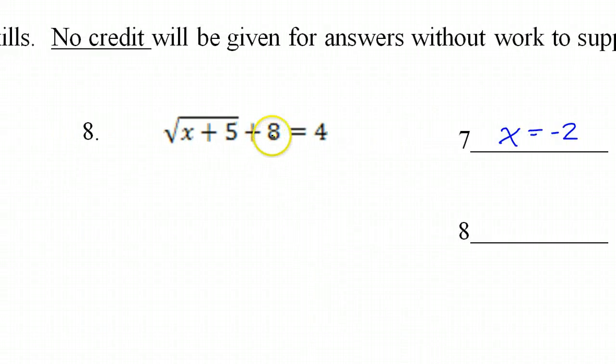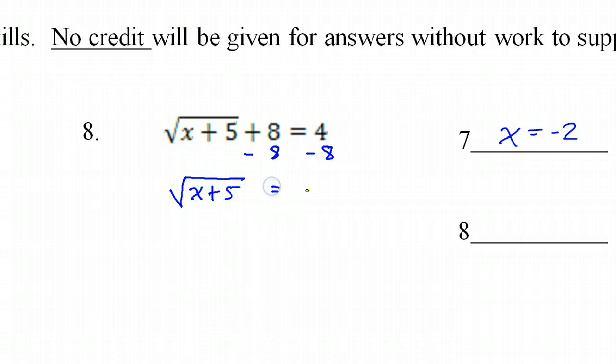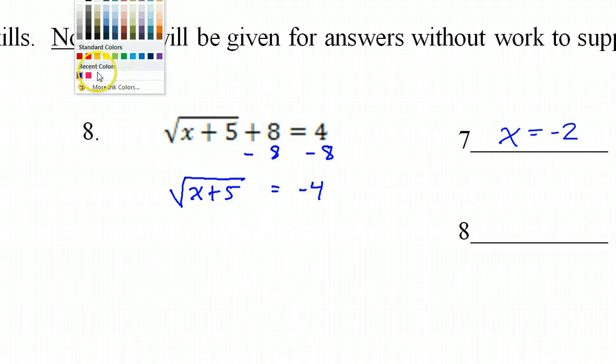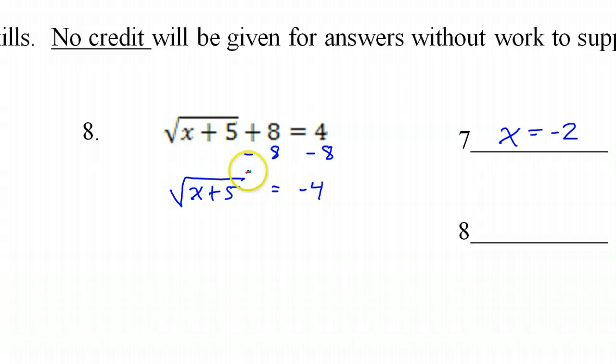And then number 8. Same thing, before I do anything else I need to get this radical by itself. So you should do minus 8 on both sides. So that is going to give me the square root of x plus 5 is equal to negative 4. Now, to get rid of the radical, I will square both sides. So I'm going to square this and square this.